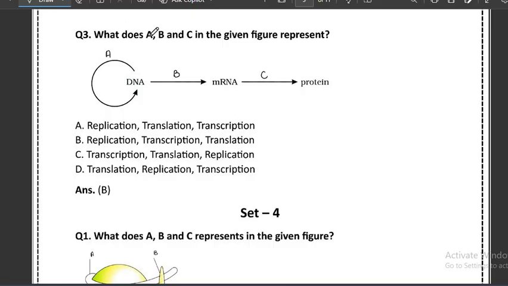Next question, what do A, B and C in the given figure represent? Replication, translation, transcription. Replication, transcription, translation. Translation, replication, transcription. Option B is correct: replication, transcription, translation.